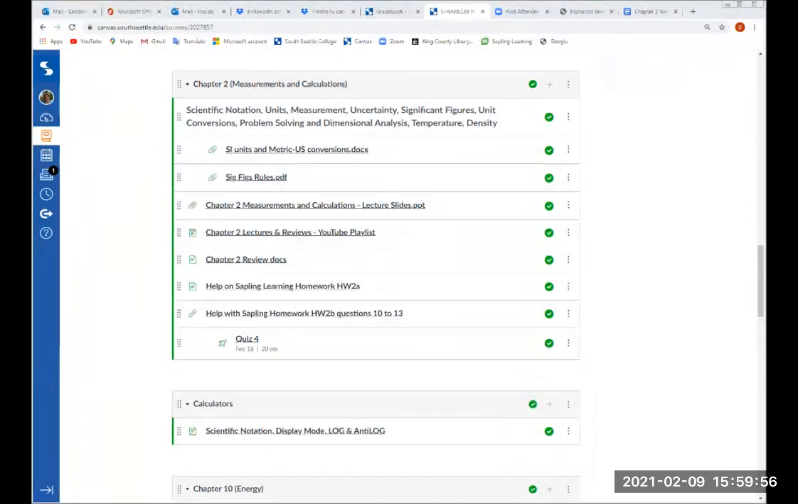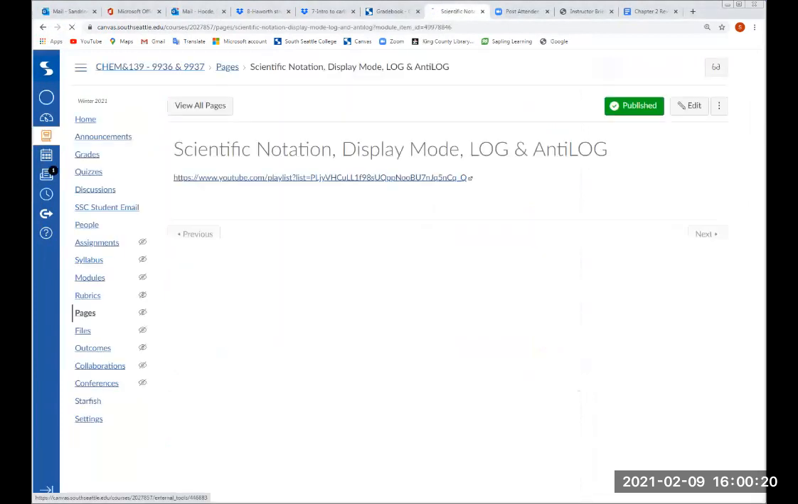Hello, so this is the first chapter 2 review, and I wanted to start by showing you that there is a module that is important that you are aware exists. On top of the chapter 2 module in the Canvas homepage, there is the calculator module, and in there you have the scientific notation, display mode, logs, and anti-log.